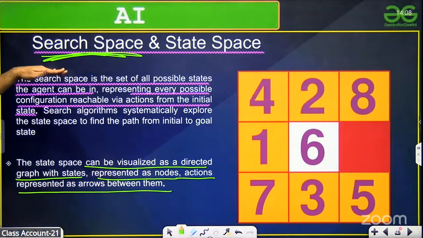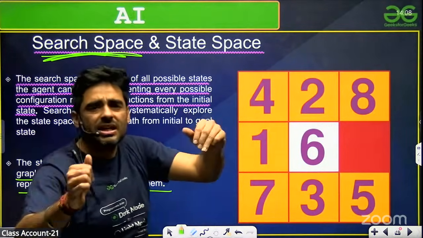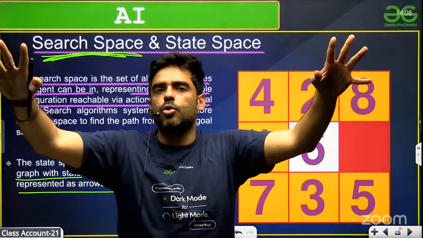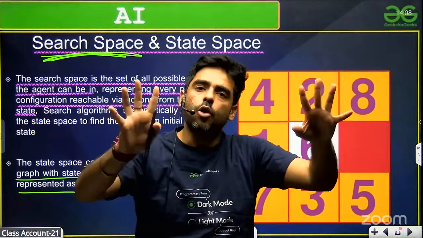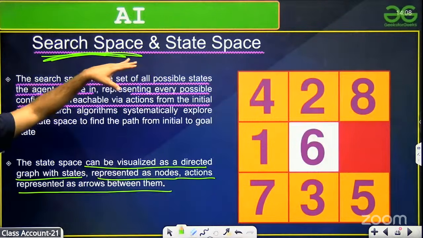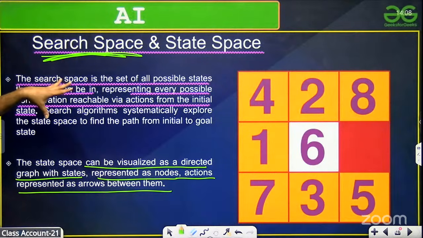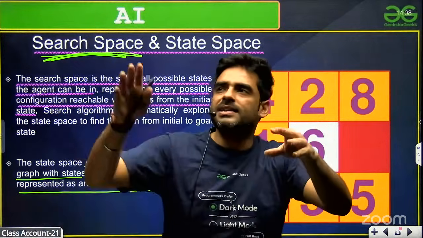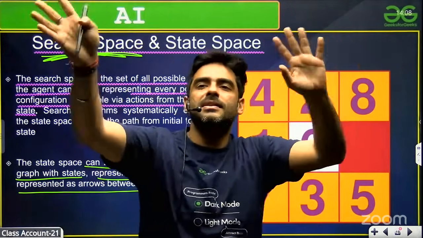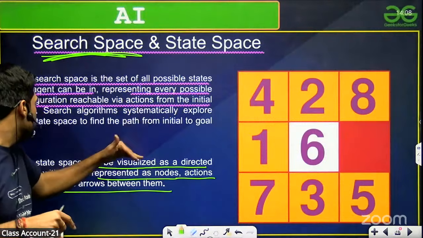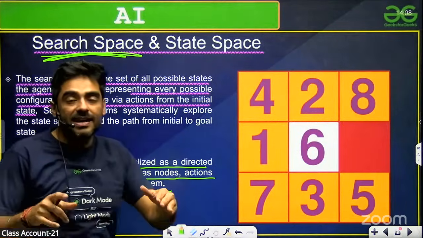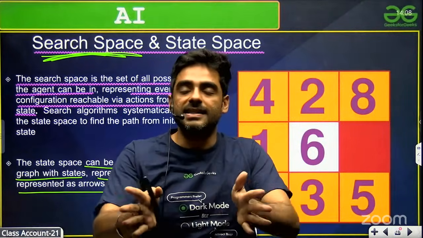And what is a search space? That is just a possible collection of all the nodes. So that is what we call the search space. But what is a state space? That is actually a flow chart, actually a DAG.